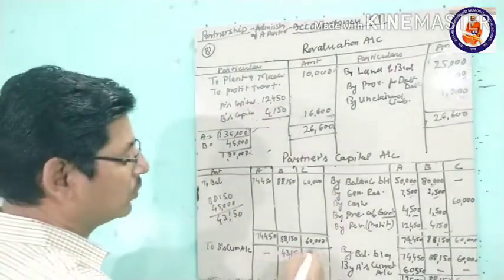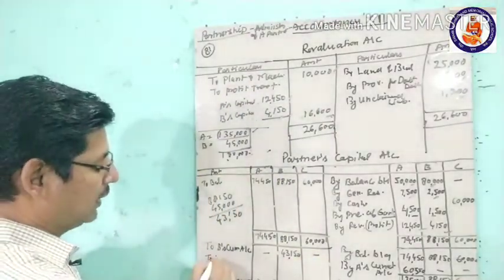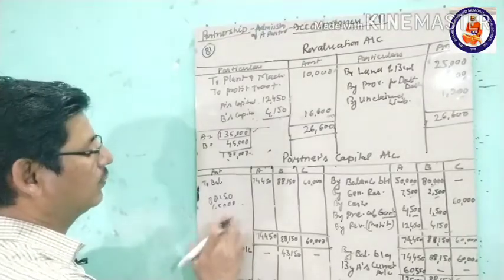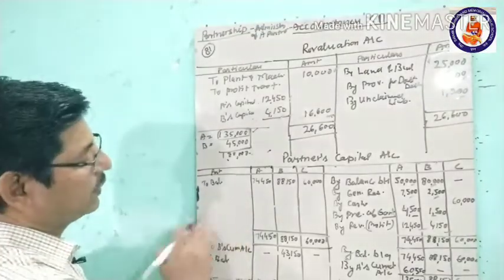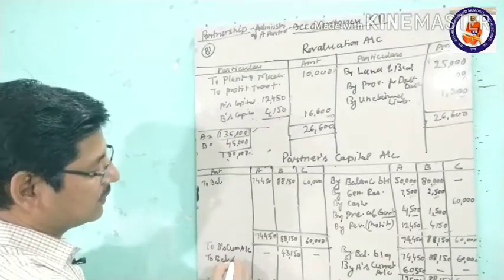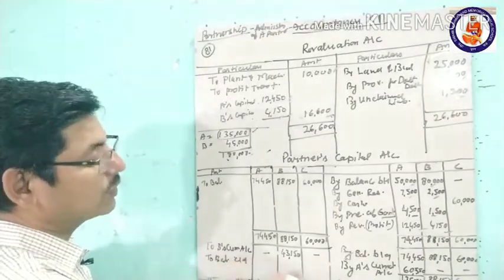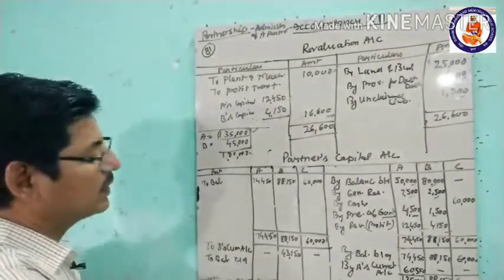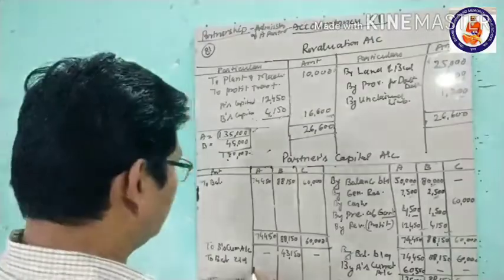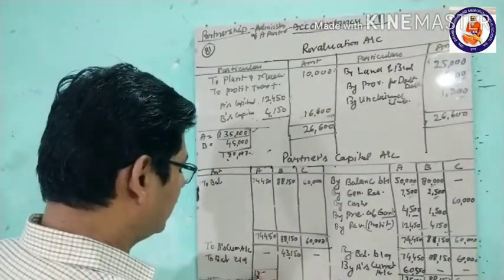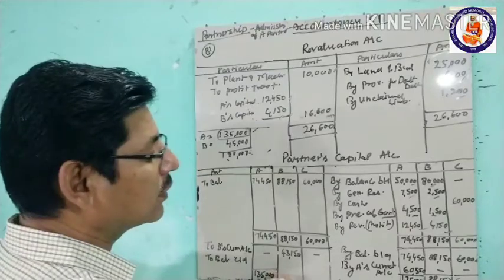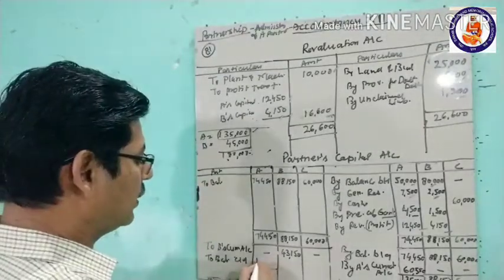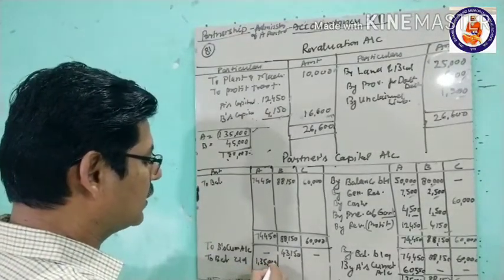How much is the P&L balance now? Expenses debited to the account include a sum of 2,000 paid for B's personal expense. Balance carried down. How much is the balance now? The balance is 1,35,000. And so here 1,35,000 is the balance.